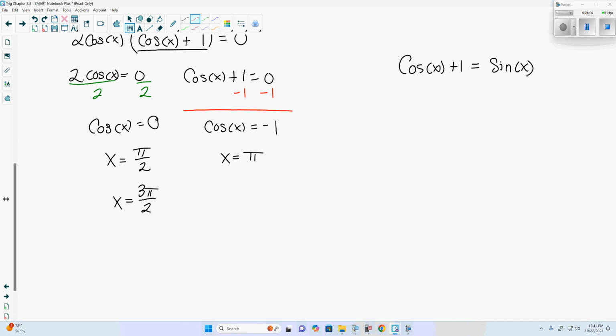You do not have to rewrite this back out. I'm just writing it out to the side so that we have our answers next to each other. Because especially when we square both sides, we need to check our solutions and make sure they work. And the first one we can check is pi over 2. So we can say cosine of pi over 2 plus 1 is equal to sine of pi over 2.